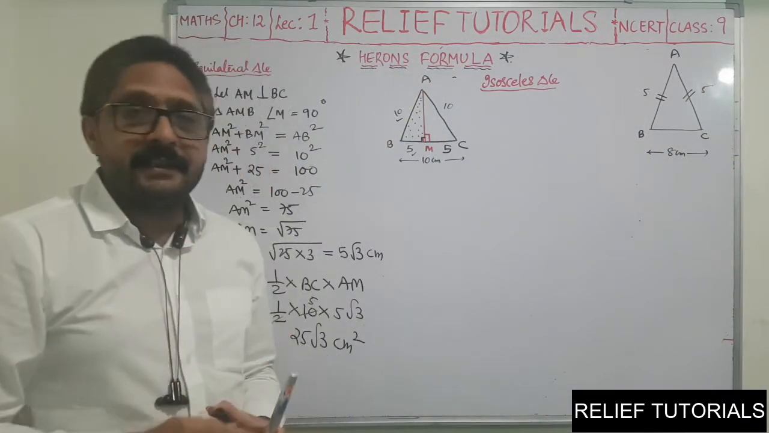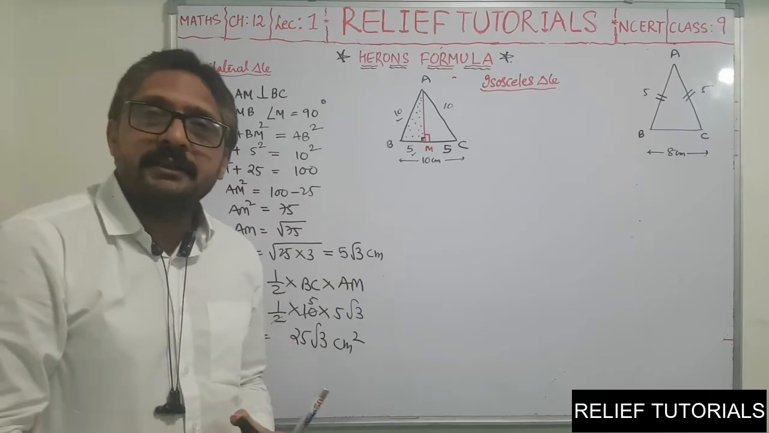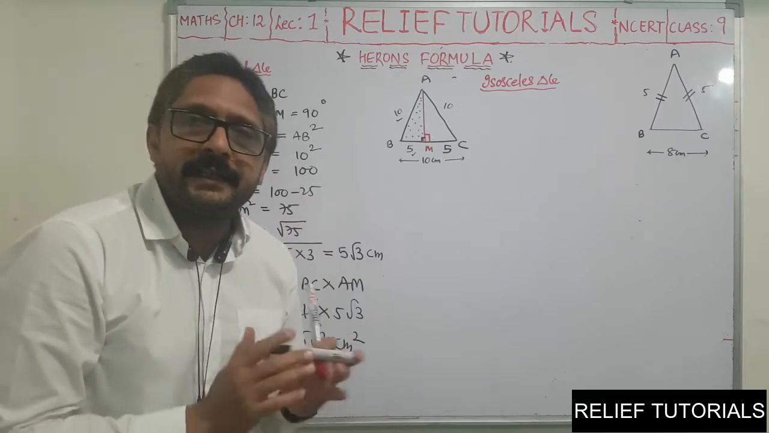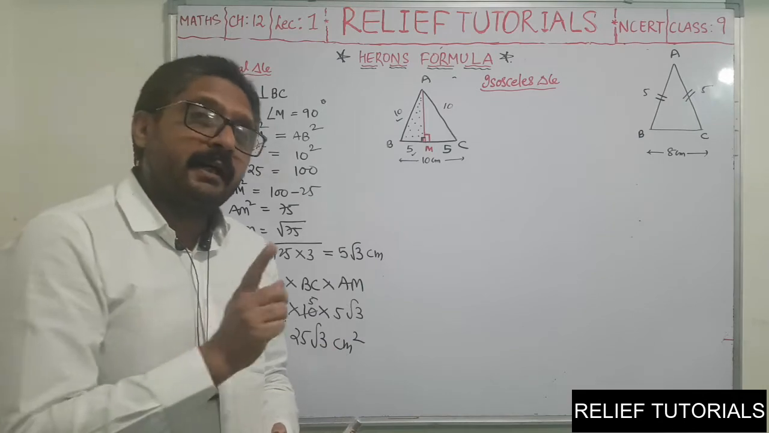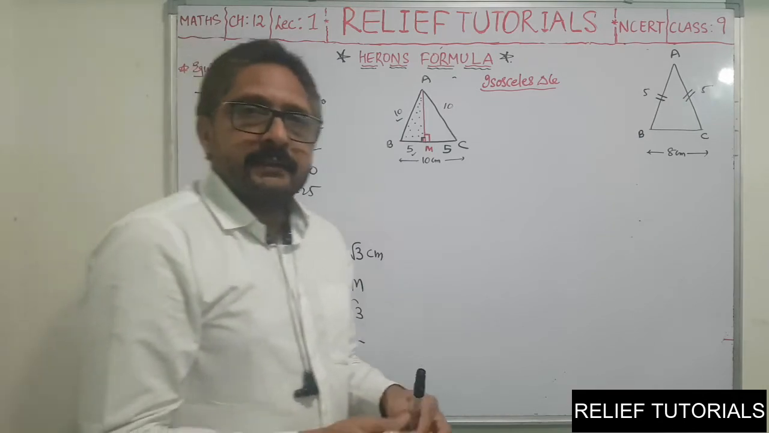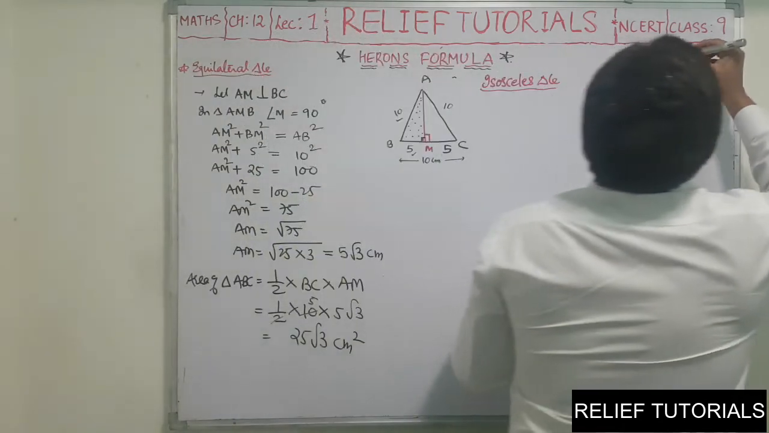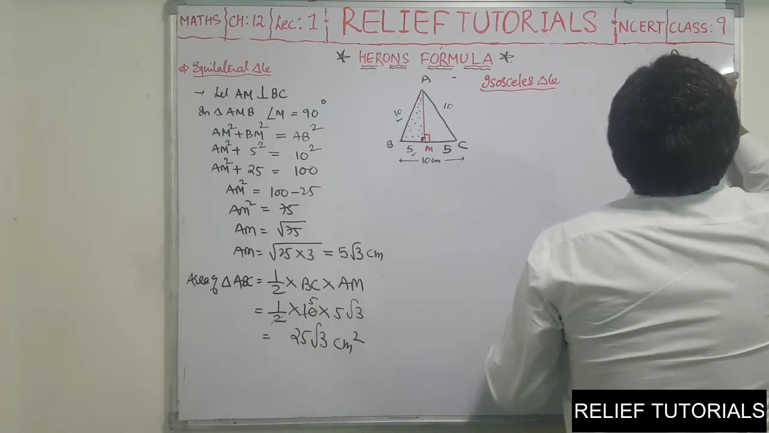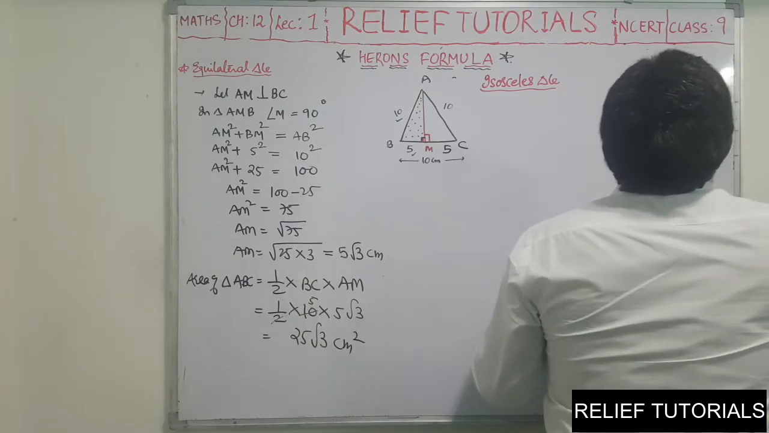You want to find the area. So you know that without the altitude we are not able to find the area. So first we want to find the altitude. So okay, see, I am drawing an altitude from vertex A, this is an altitude.